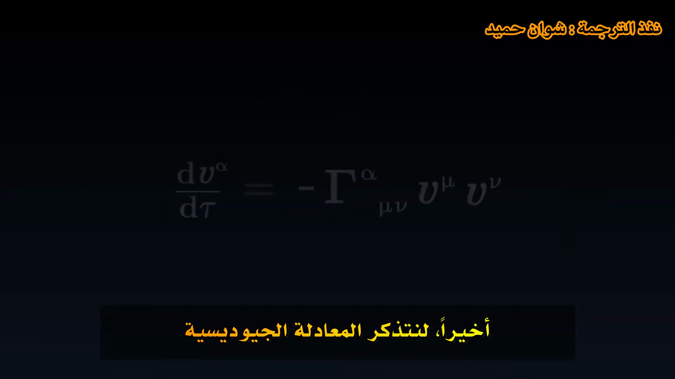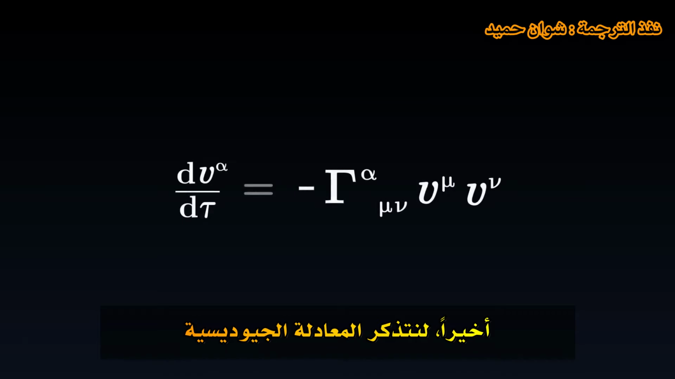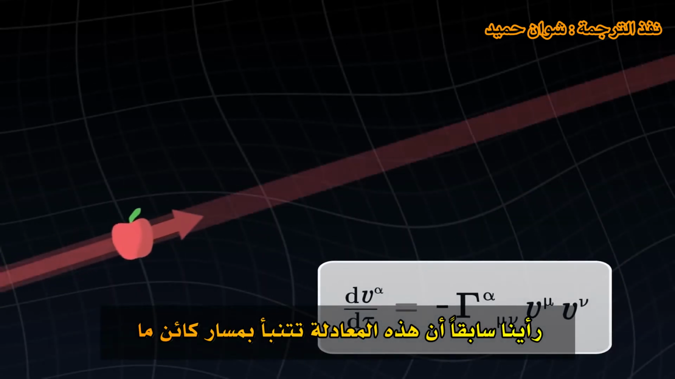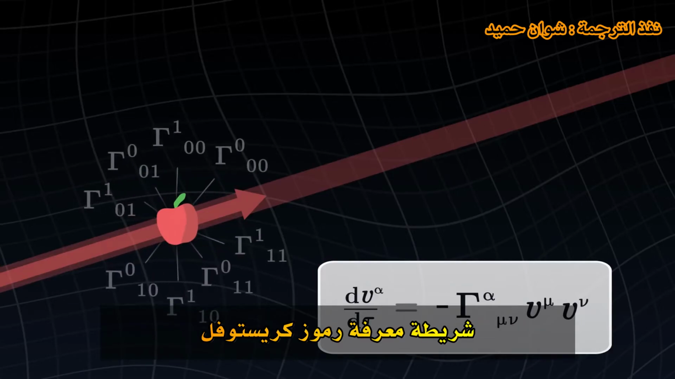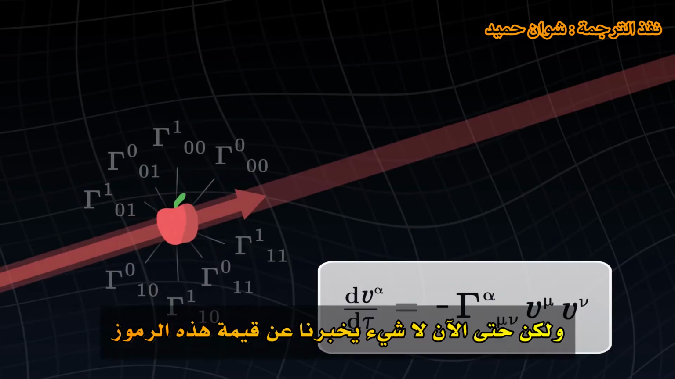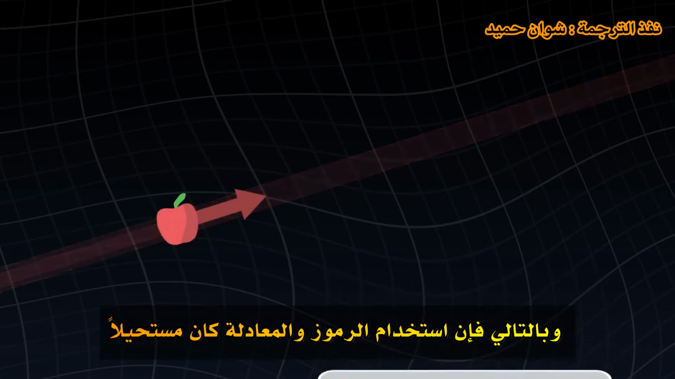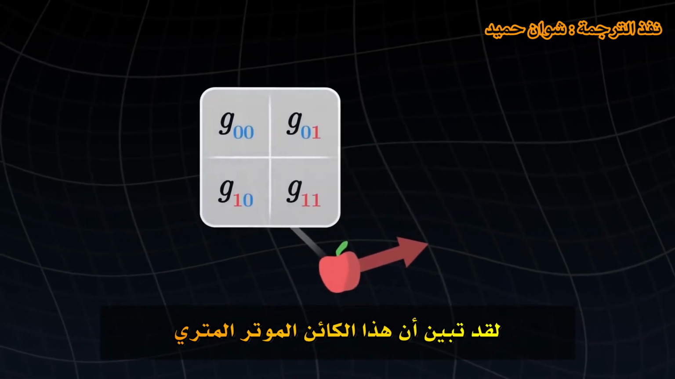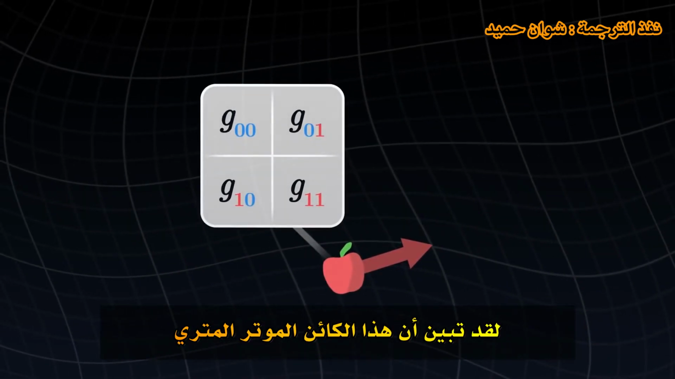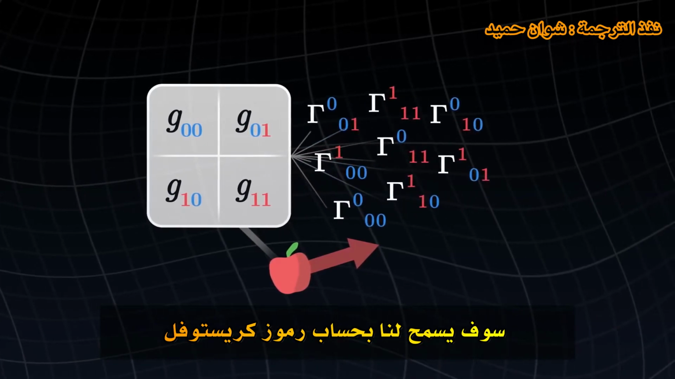Finally, let's remember the geodesic equation. We saw previously that this equation predicts the trajectory of an object, provided that we know the Christoffel symbols. But so far, nothing told us the value of these symbols, and the equation was therefore impossible to use. It turns out that this object, the metric tensor, will allow us to calculate the Christoffel symbols.